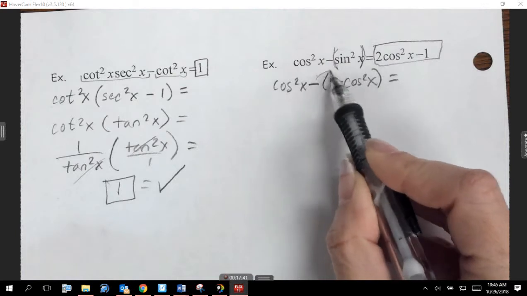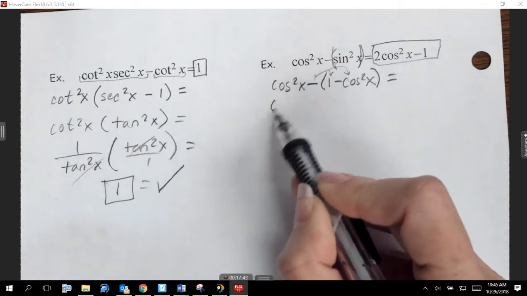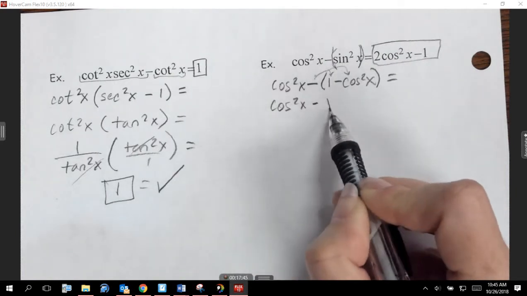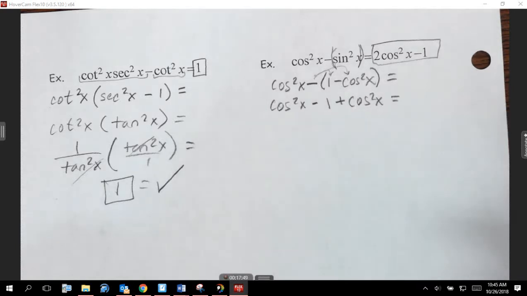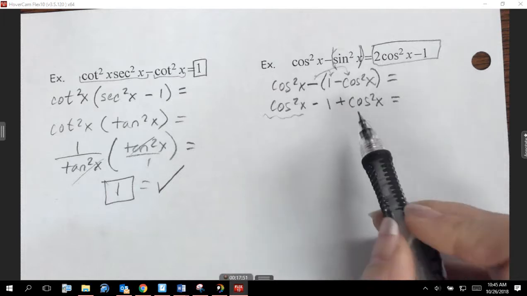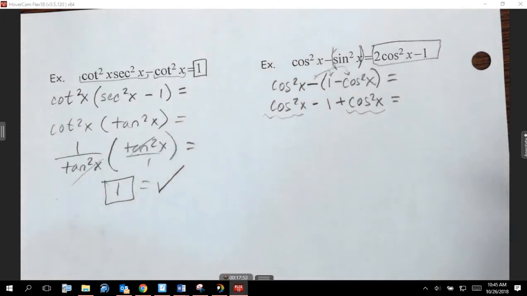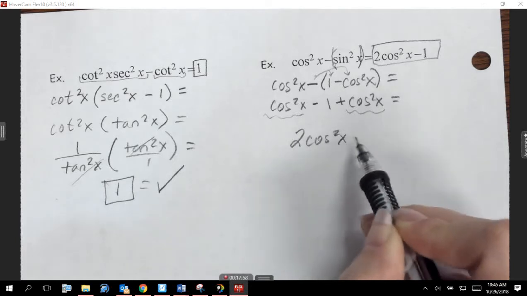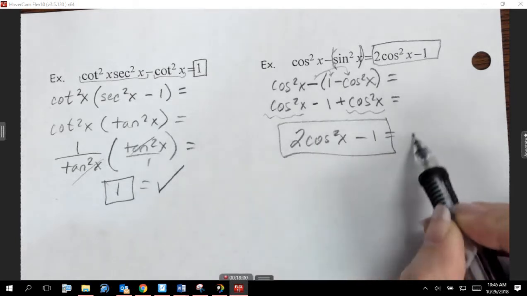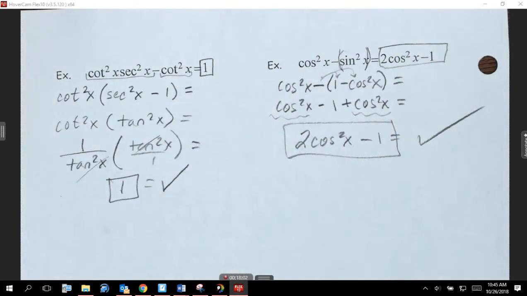Then I'm going to distribute that negative sign, which changes the cosine to positive. And since we have a cosine squared x, adding another cosine squared x, we now have 2 cosine squared x minus 1.